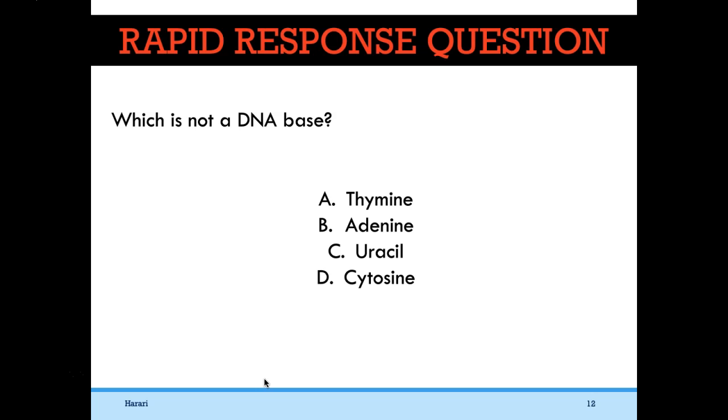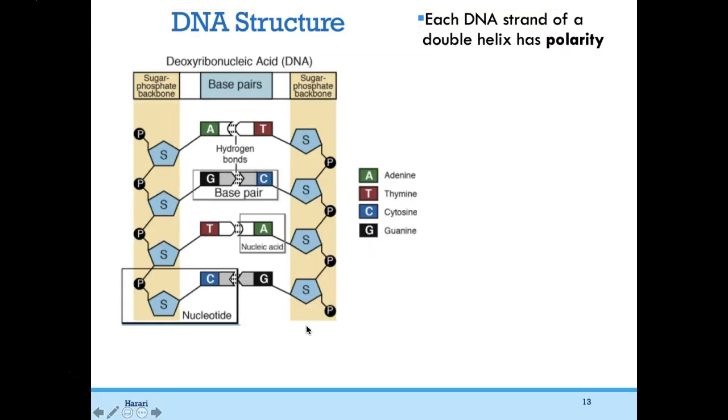Which is not a DNA base? So the answer is C. Uracil is going to be an RNA base we learned about, but it's not found in DNA. So now let's talk about the DNA structure a little more.